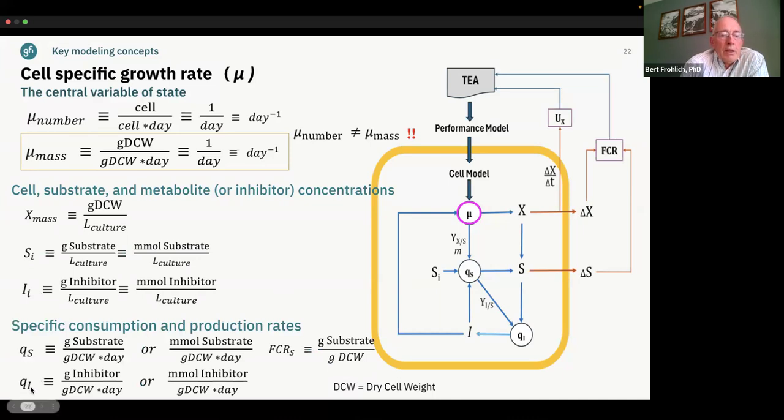and Q sub I. And you'll notice there that we are standardizing on units of millimole of substrate or inhibitor per gram dry cell weight per day. So we're normalizing all of these to the dry cell weight of the cell. Now for feed conversion ratios, we do state those in the report. Those are a little easier to visualize in terms of grams per gram, and we'll report some of those.